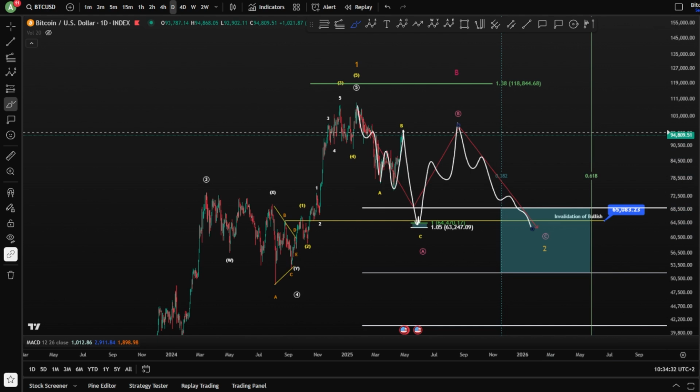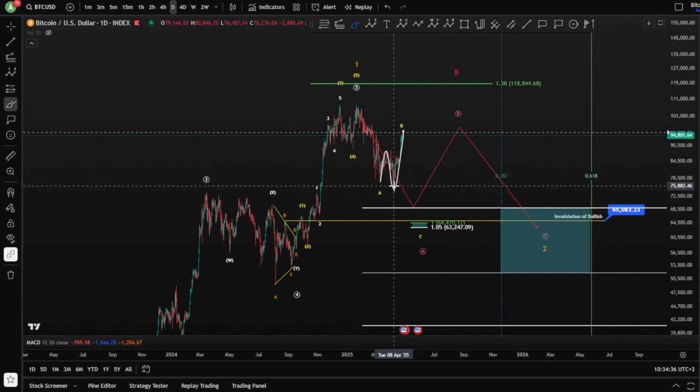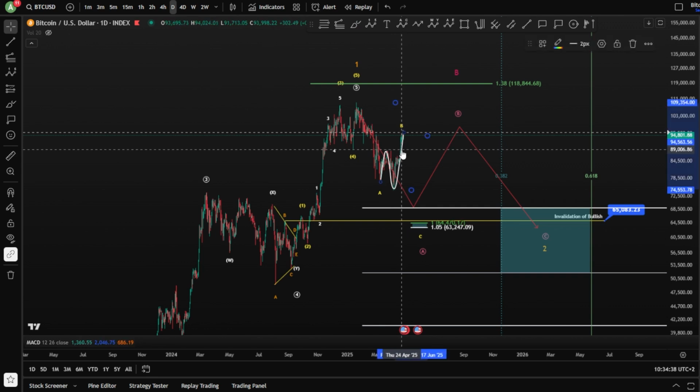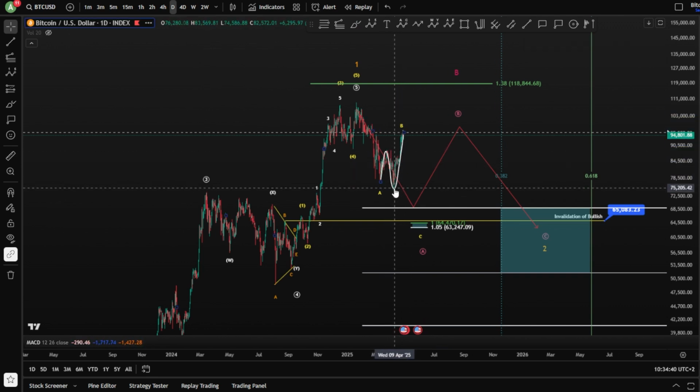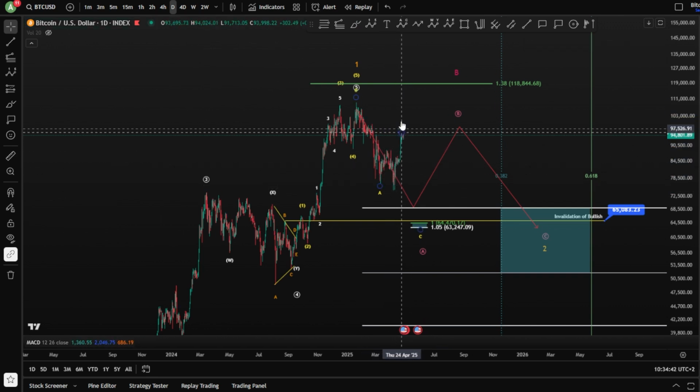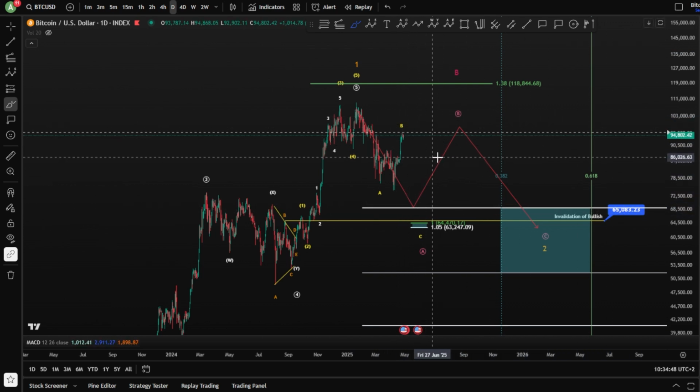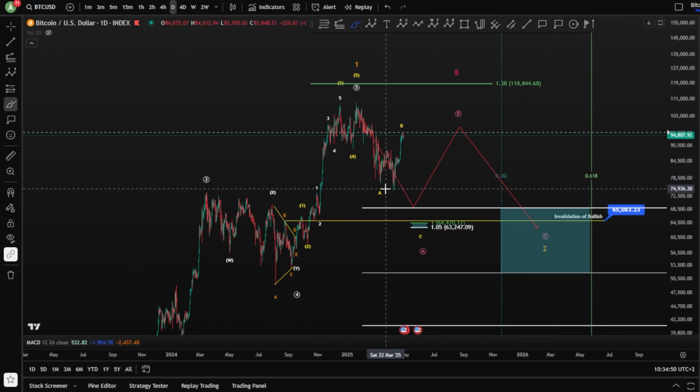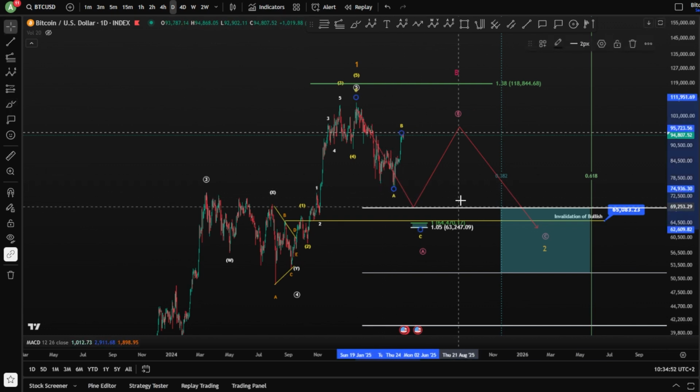This is my highest possibility currently, where you have an expanding flat for a wave C in a wave B. And therefore, of course, we move towards the downside where we are continuing a bear market. Now, another possible scenario can be that your wave A has finished here.